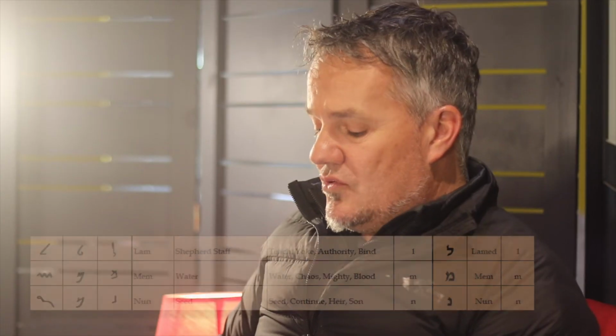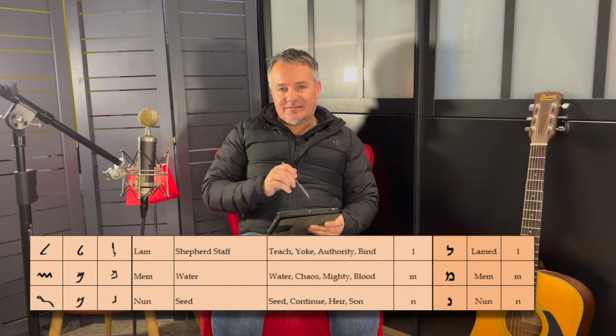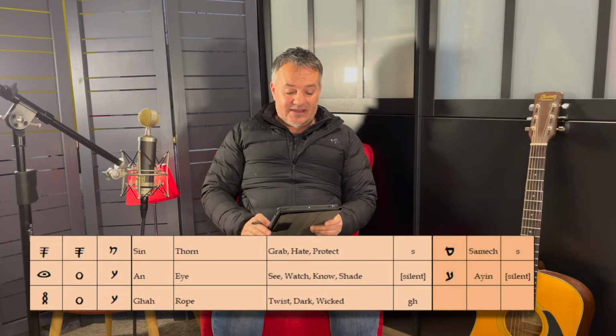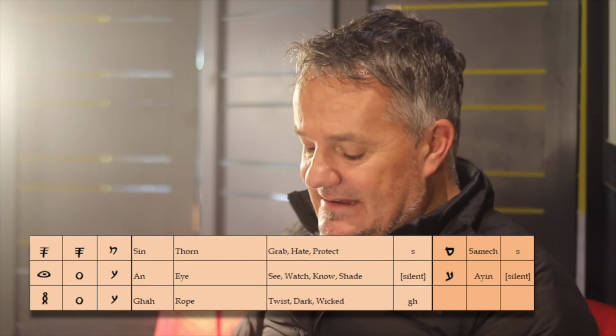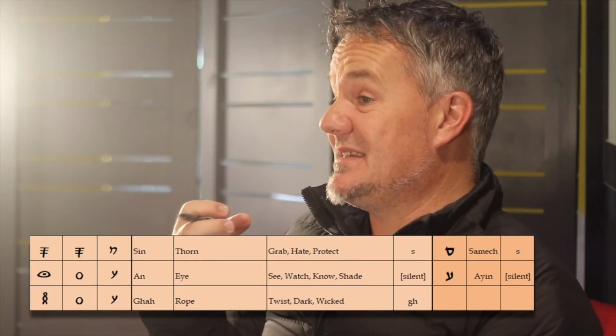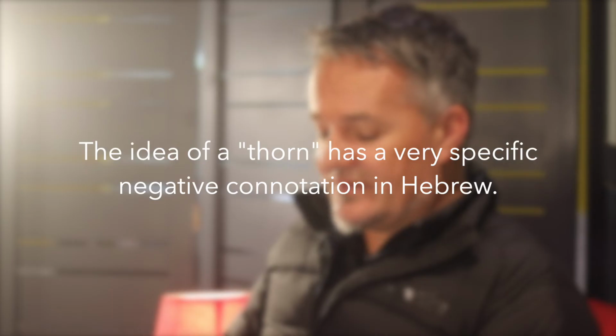Next up is the Nun. And the Nun, you can see, is a little seed. It means to continue. It means to progress. Literally, something that a desert-dwelling people understood. Next one is Samech. It's a thorn. Now, some people call that a Sin, but the actual word for that is Samech. It contains the emotion of hatred, actually. Very interesting. We'll get round to the use of that.